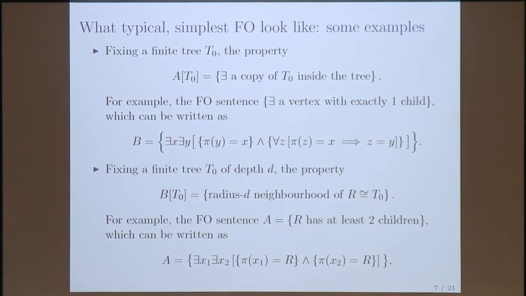So this structure could be present somewhere far down in the tree, but what happens around the root is kind of special. For example, if you say that the root has at least 2 children, then you can write it in this form. So there exists x1, there exists x2.